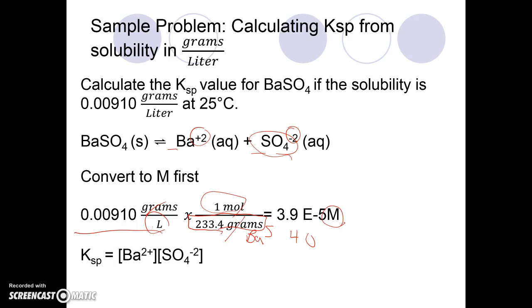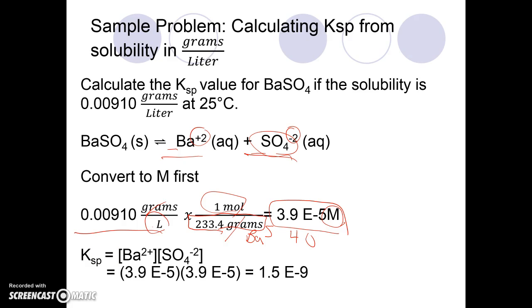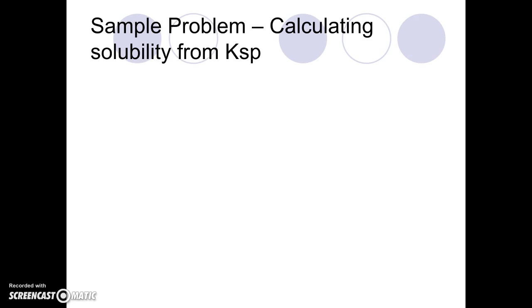Once you've done that, then you use this concentration for each of the two ions, the barium ion and the sulfate ion. Ksp equals 3.9 times 10 to the minus 5 times 3.9 times 10 to the minus 5. And it equals 1.5 times 10 to the minus 9. No units, naked numbers, they're allowed.